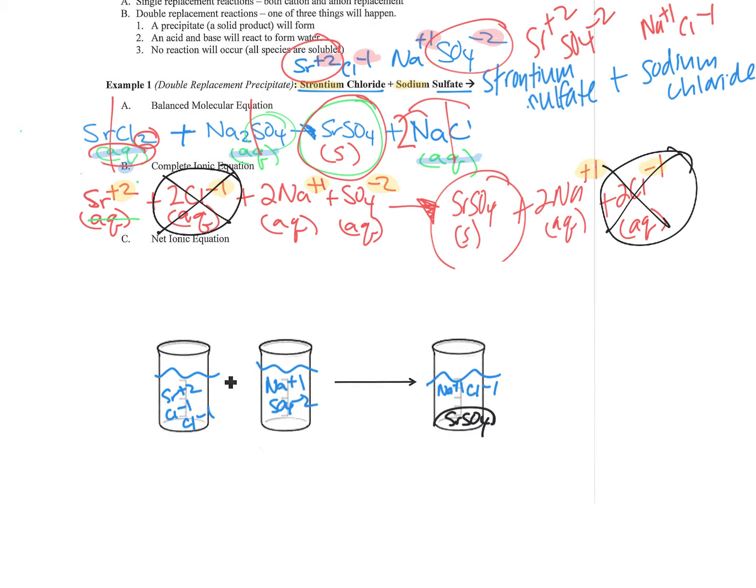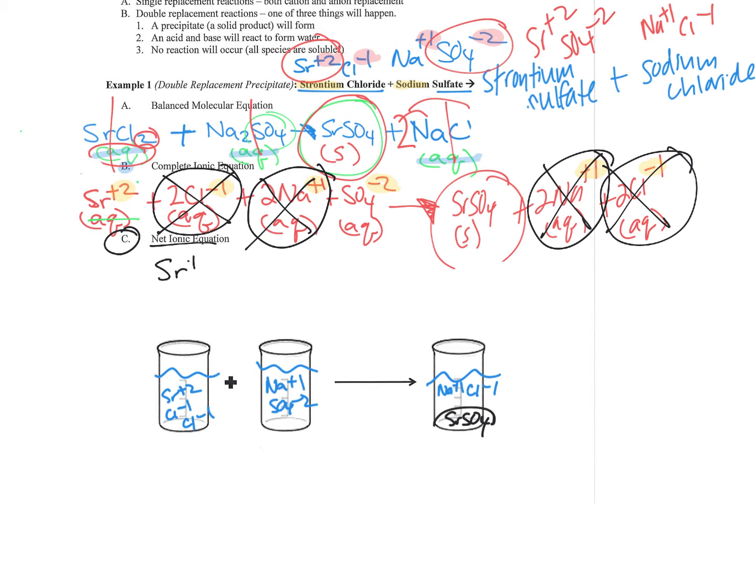Can you spot another spectator ion? Our sodium ions. We had 2 sodium ions aqueous before the reaction, 2 sodium ions aqueous after the reaction. So we are going to cross those out as well. Those are called spectator ions. And so what we do for part C, the net change, is now we just rewrite the parts that we did not cross out in step B. It's the real chemical change.